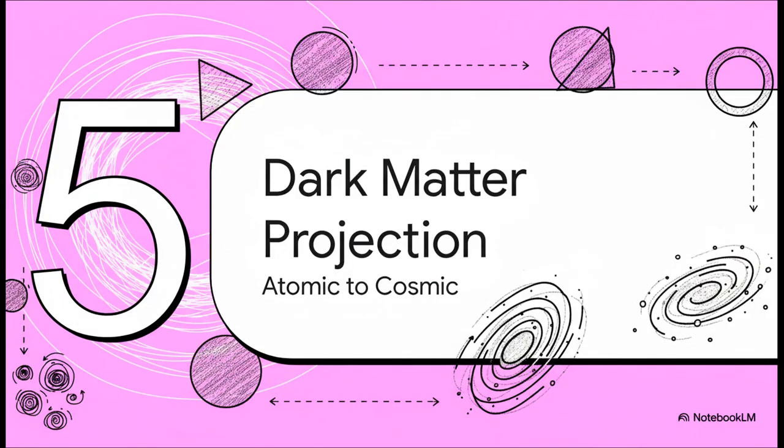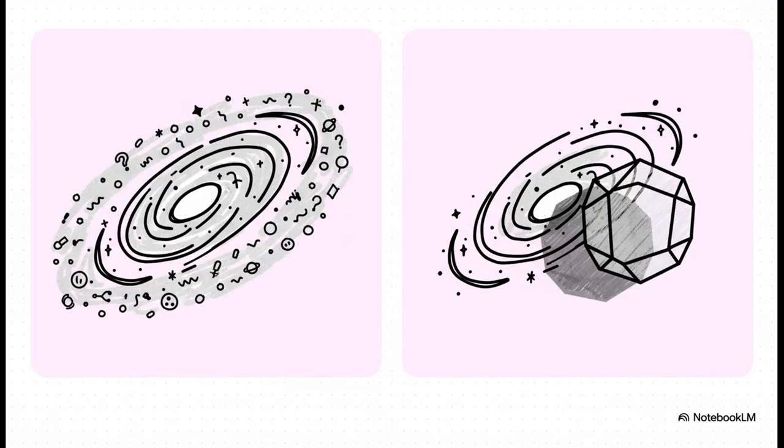All right, now let's pivot. We're going from the incredibly small to the mind-bogglingly big. Can the exact same law that we just used for an atomic nucleus really explain one of the biggest puzzles in all of cosmology? So you know about dark matter, right? The standard view is that it's some mysterious, exotic particle that makes up most of the stuff in the universe.